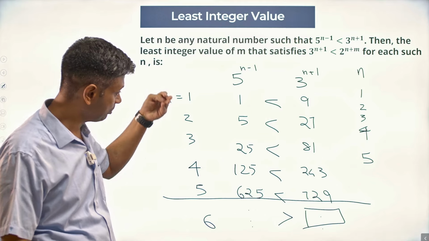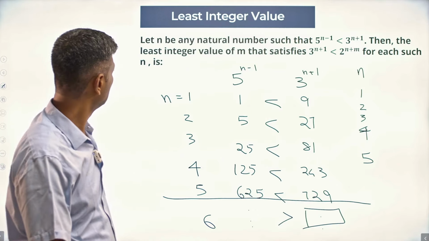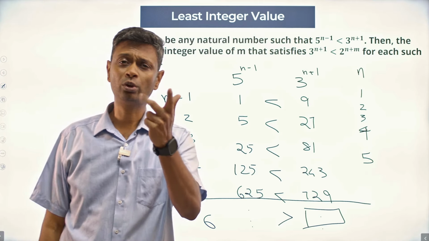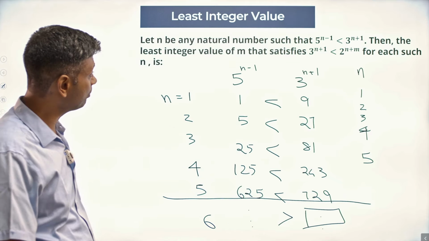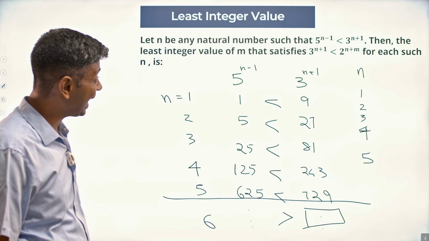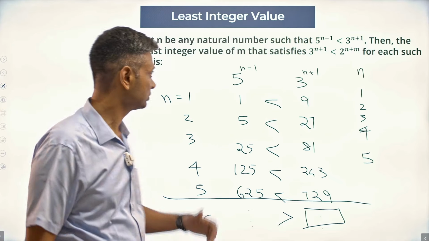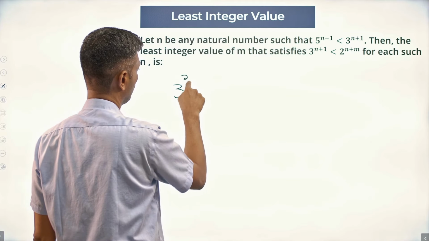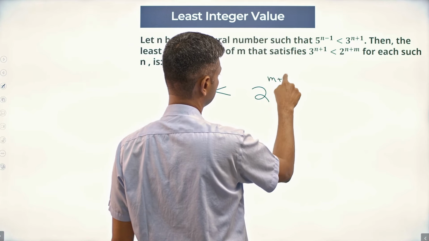From 6 onwards, 5 power 4 is greater than 3 power 6. This fellow overtakes. We know that 5 power n minus 1 is less than 3 power n plus 1. N is 1, 2, 3, 4 or 5. Now come to the second part. The least integer of m that satisfies 3 power n plus 1 less than 2 power n plus m. Nice. So, n could be 1, 3 square less than 2 power m plus 1.